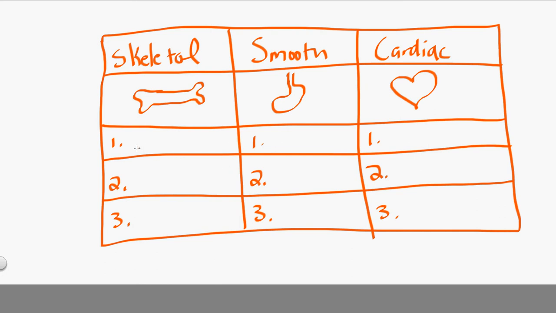The first difference is that skeletal muscle is striated, which means striped. When you look at it under a microscope, it has these stripy looking things on it. It's called striated. Smooth muscle is not striated. Obviously, that's why it's called smooth. Cardiac muscle is striated.